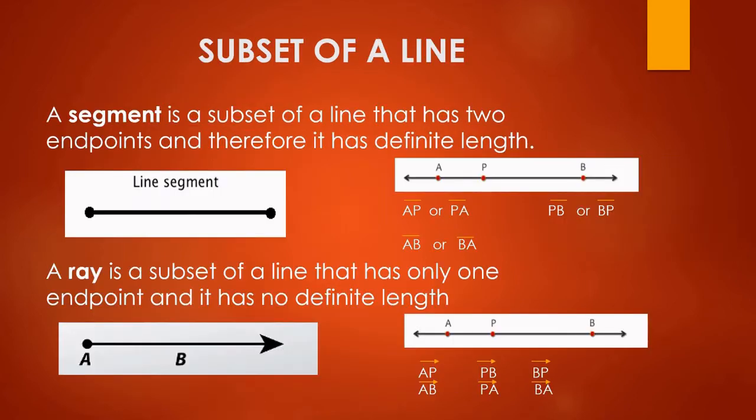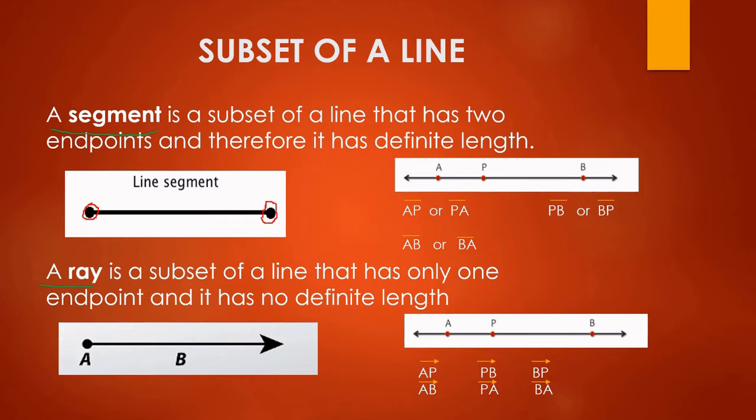Okay? Now, let us proceed to subsets of a line. There are two subsets of a line. We have a line segment and a ray. What do we mean by a segment? A segment is a subset of a line that has two endpoints and therefore it has definite length. So pag sinabi nating line segment, it has two distinct endpoints.